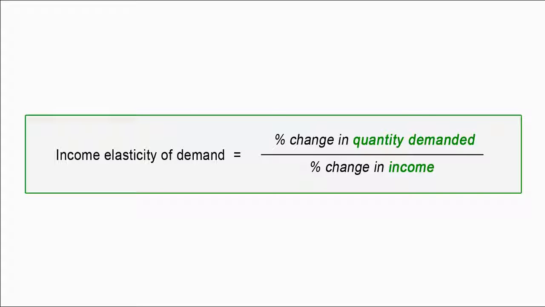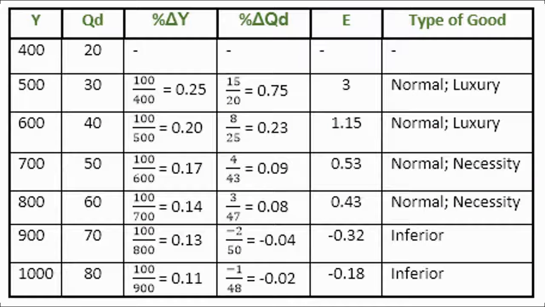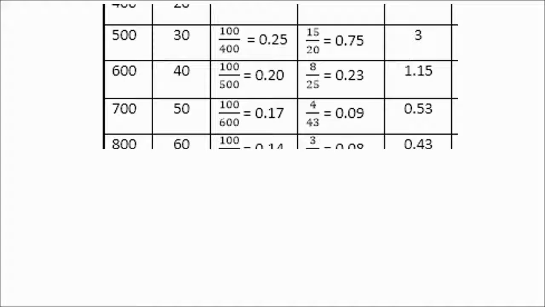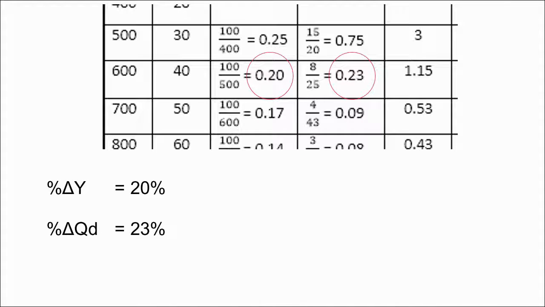By applying the formula of elasticity of demand, we will be able to determine the type of good. Using this hypothetical data as an example, this part shows that there has been an increase in income by 100 and the demand has increased by 8, giving us 20% change in income and 23% change in quantity demanded.